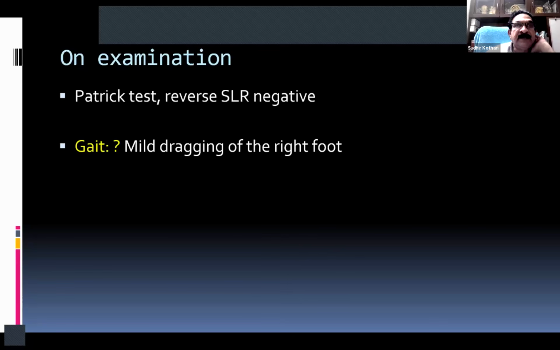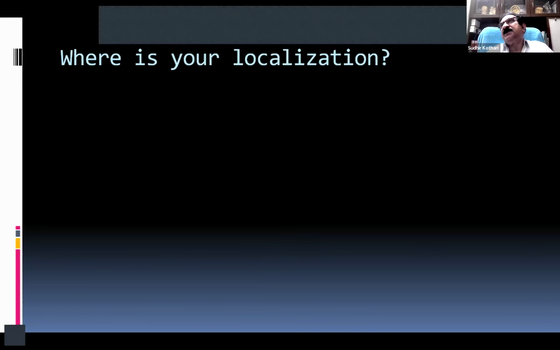So Patrick test reversal is negative. Gait, very mild dragging, is due to the big plates, I don't know. So where is the localization? Predominantly right femoral, sir. Right. Typically the right hip flexion is weak, knee extension is weak, and adductor is normal, so more like a femoral neuropathy. The sensory loss also can go with that.